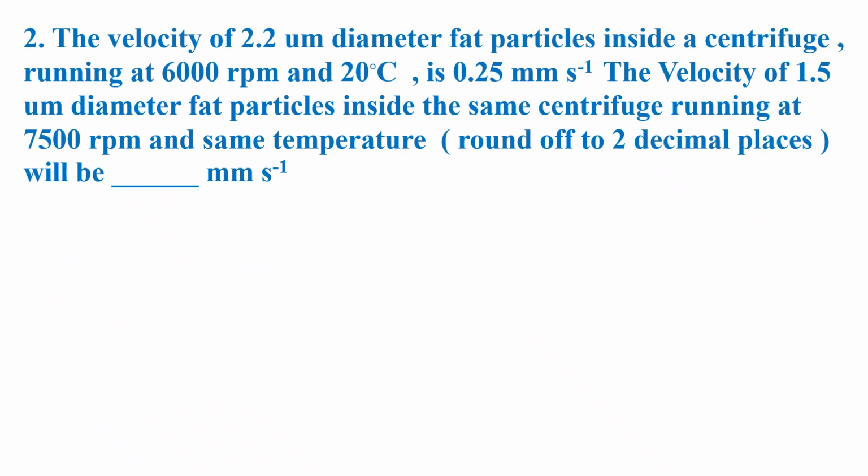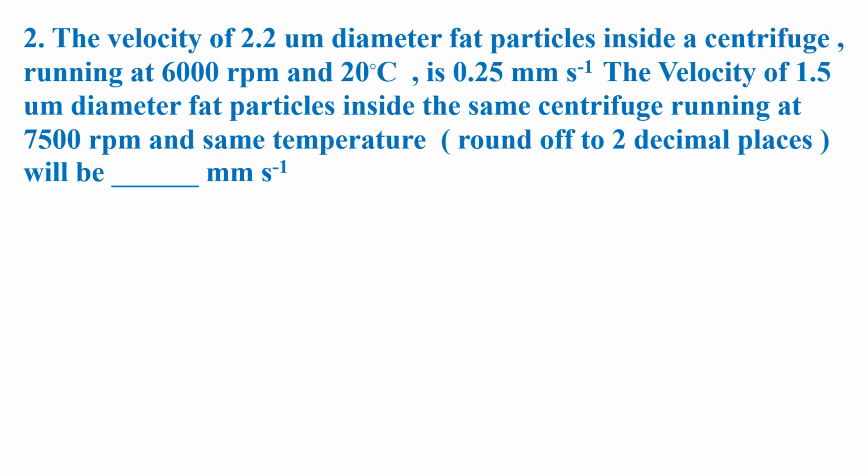The velocity of a 2.2 micrometer diameter fat particle inside a centrifuge which is running at 6000 rpm and 20 degrees Celsius is 0.25 mm per second. What will be the velocity of a 1.5 micrometer diameter fat particle inside the centrifuge tube running at 7500 rpm at the same temperature?